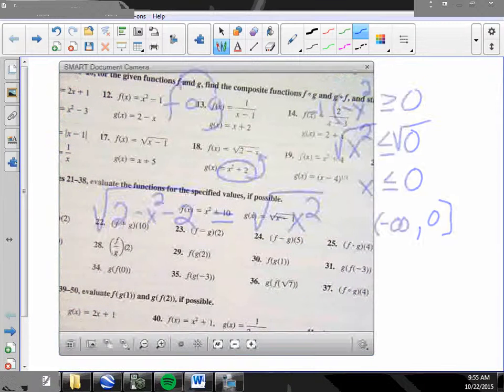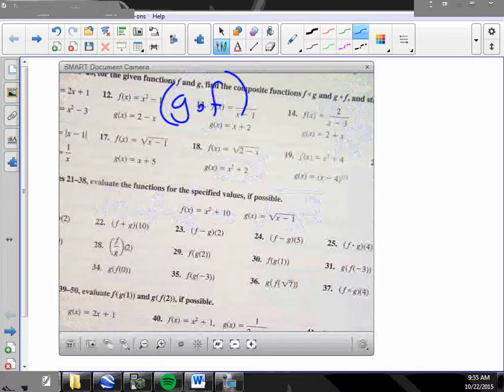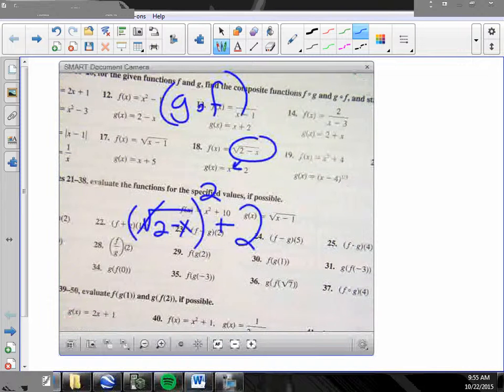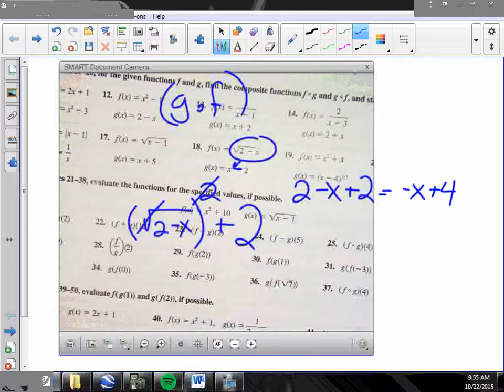Okay, and then let's do g of f, which says we take f and we plug it in here. So I have the square root of 2 minus x, squared, plus 2. How does that simplify? So the square root and the 2 cancel, and we get 2 minus x plus 2, which becomes negative x plus 4. So what's the domain of this?